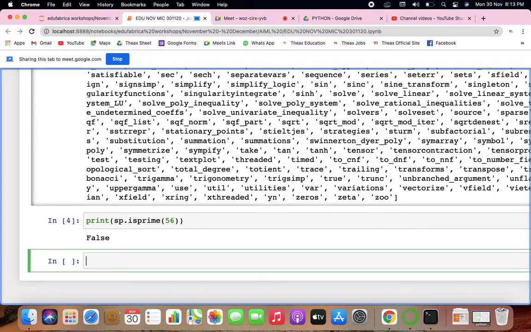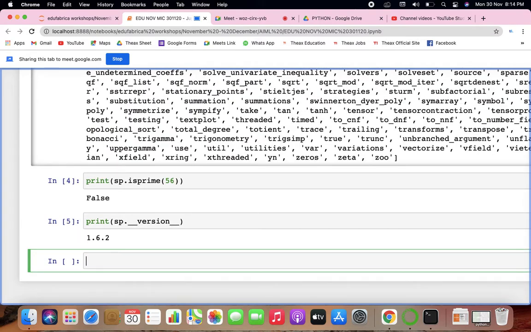So the very first thing is, whenever you are learning any module, check out the versions, because some functions do not work in some versions. In Python 3.9 some functions work, but in previous versions like 3.8, 3.7 or 3.6, which people still run because they are better, some functions do not work. Like in NumPy, some functions work in 3.7 but not in 3.9. So how do we check the versions? We print sp dot underscore underscore version, because we imported it as sp, and run this. We are using 1.6.2 right now.